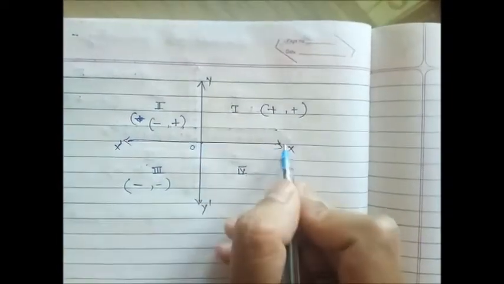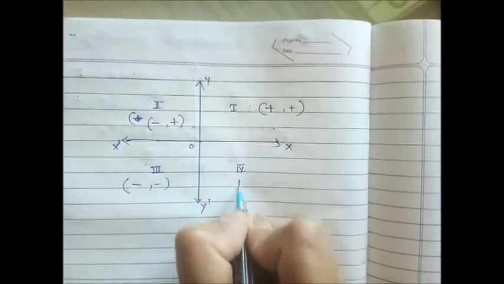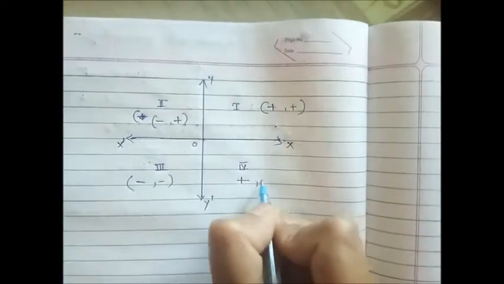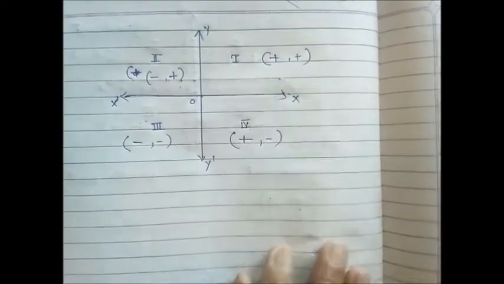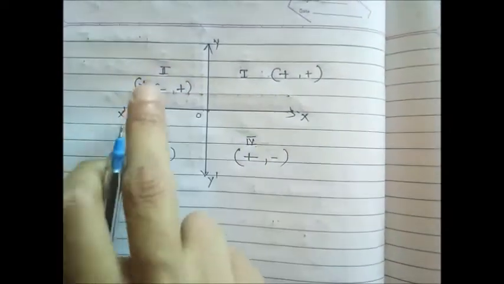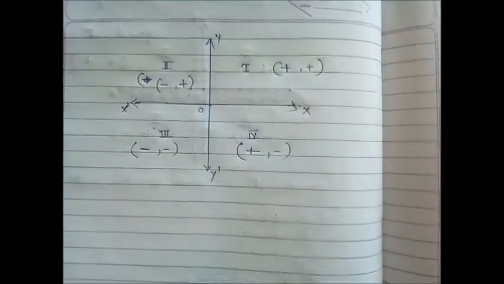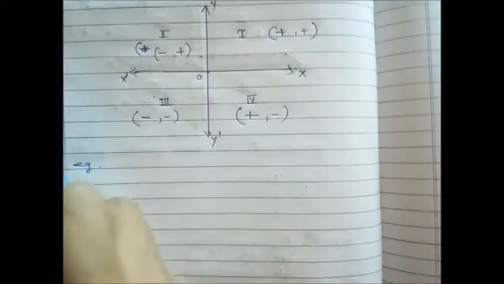Our fourth quadrant, x will be positive and y will be negative, right? Now you will be given any coordinate, and by seeing that coordinate you have to decide whether it comes in first quadrant, second quadrant, third quadrant or fourth quadrant. Let's take an example.